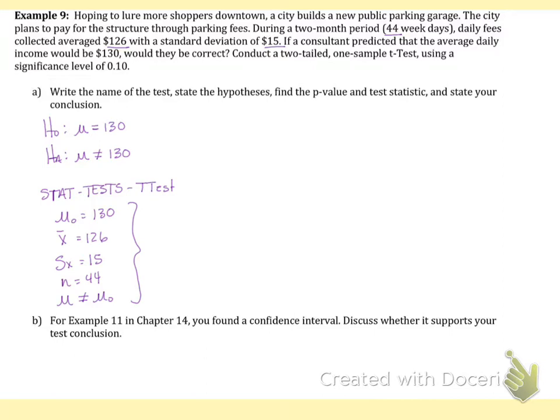And when we put these values in, we get a test statistic of negative 1.77 and a p-value of 0.084. Now, a test statistic, a t-value of negative 1.77 is not that unusual, but remember our significance level is pretty high. It's 10%. And our p-value says that we have an 8.4% probability of observing this sample given that the consultant is right and that the mean will be $130.